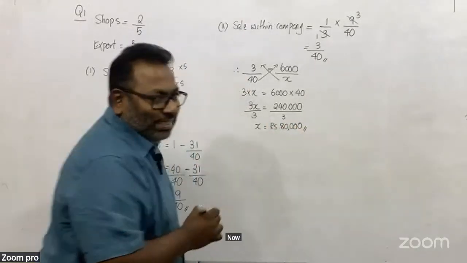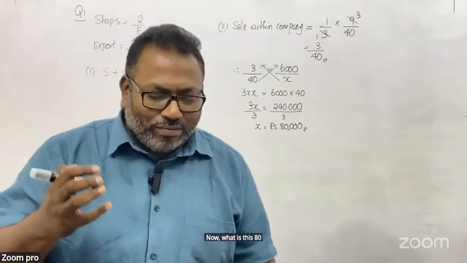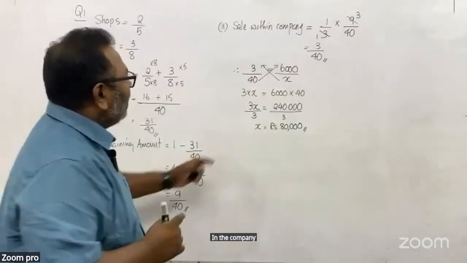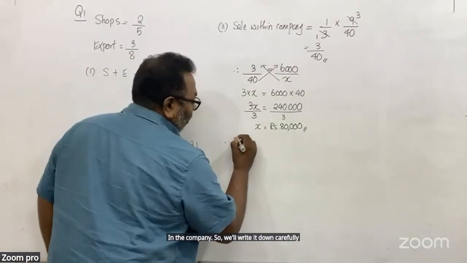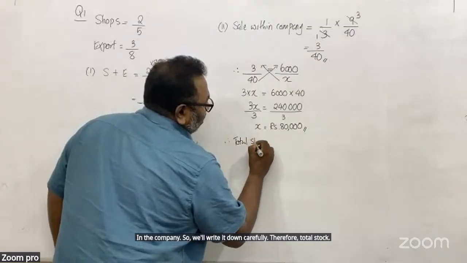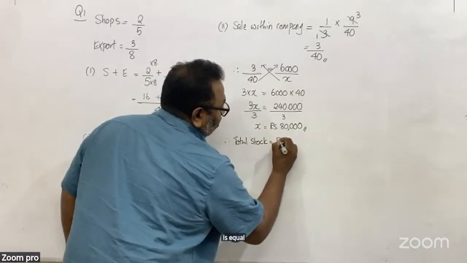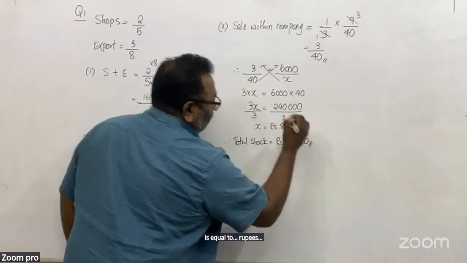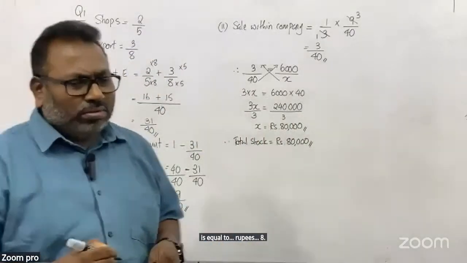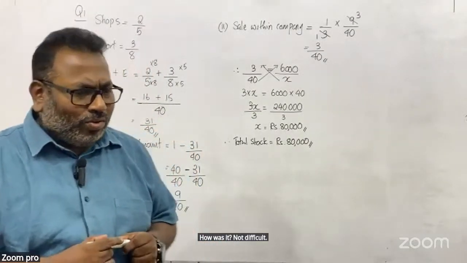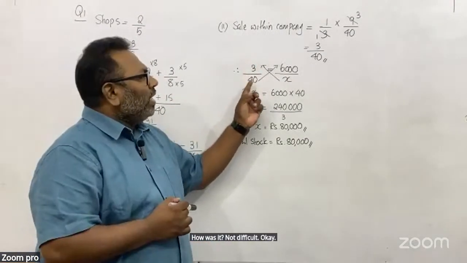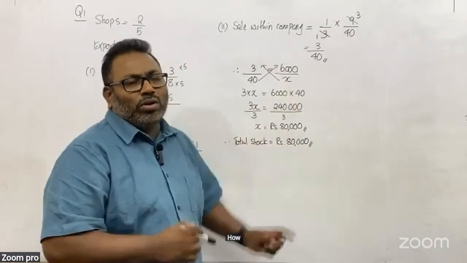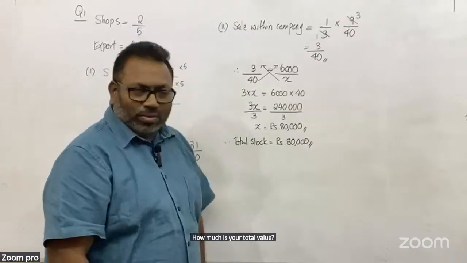Now, what is this 80,000? This is the value of your total stock in the company. So we'll write it down carefully. Therefore, total stock is equal to rupees 80,000. Not difficult. Okay, direct proportion. 3 out of 40 is equal to 6,000 rupees. How much is your total value?